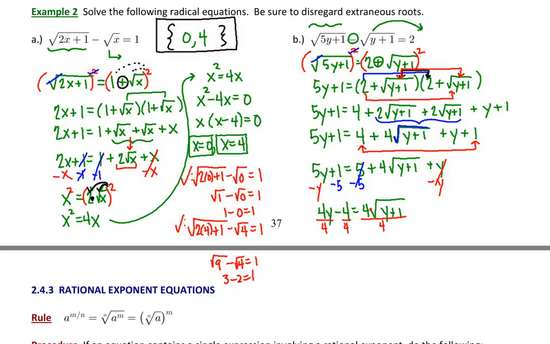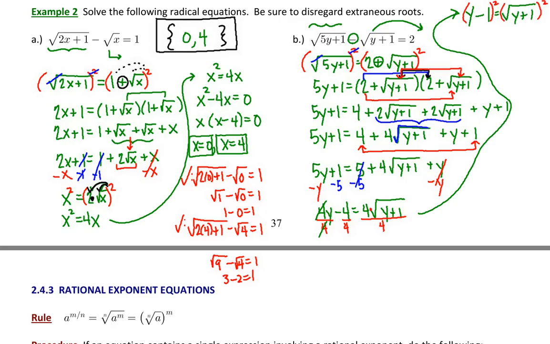So that's going to lead us to, let's see if I can use some space up here, 4y divided by 4 gives me y. And negative 4 divided by 4 gives me negative 1. And on the right side, I have the square root of y plus 1. All right, we're in good shape. We're ready to eliminate our other radical. And we're going to do that by squaring both sides.